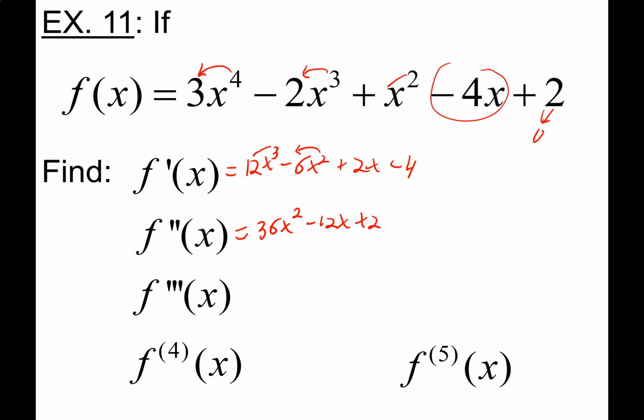F triple prime, guess what? We derive again. 72x minus 12. Fourth power, derive again. Derivative of 72x is 72. The fifth derivative, derive the constant 72, 0. And any derivative after that, yes, I go 6th, 7th, 8th, 9th, 10th derivative, whatever, would be 0.